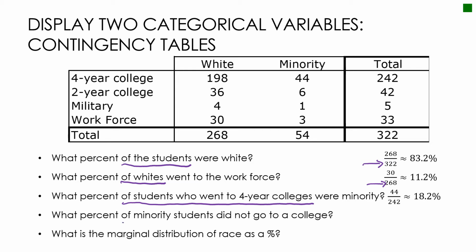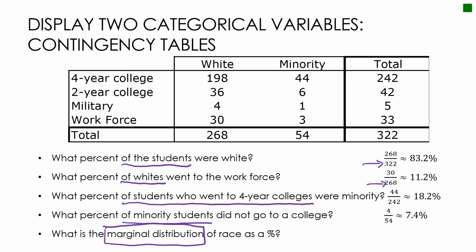What % of minority students? So now I'm speaking only about minority students, and notice I'm just going to be choosing one of these numbers from above. So did not go to college, that would be my military and my workforce people, which is 4 of those students did not go to college. So what percentage is that? About 7.4%.